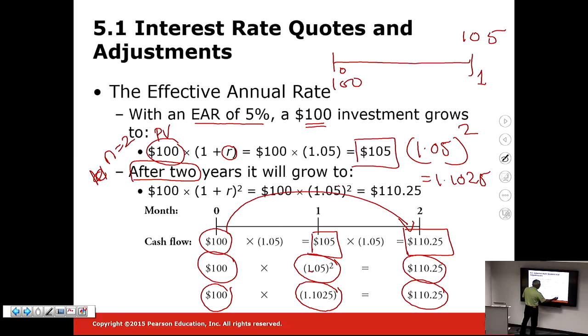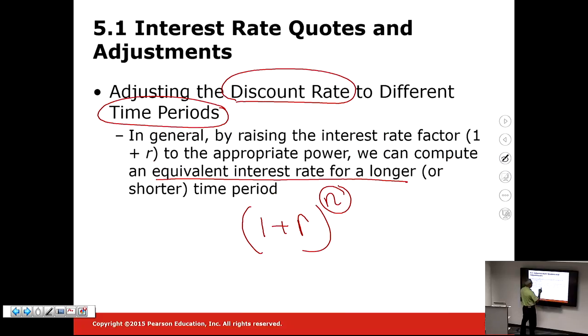Over the 2-year period, my equivalent interest rate is 10.25% over 2 years. But on an annual basis, it's 5%. So 5% annual over a 2-year period is equivalent to 10.25% interest.